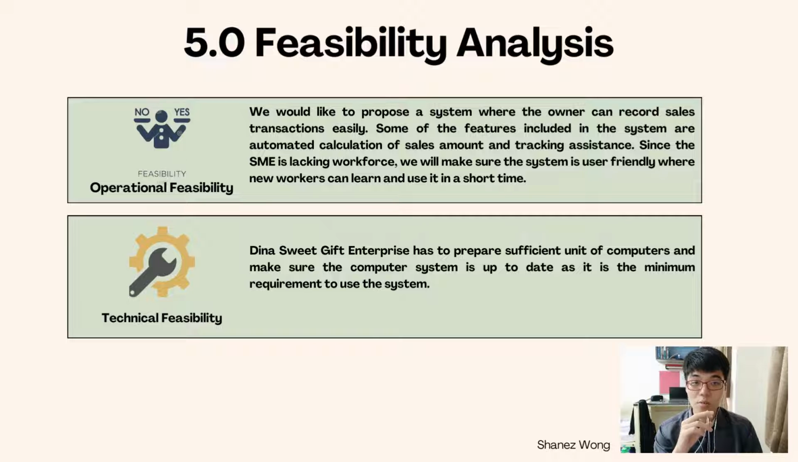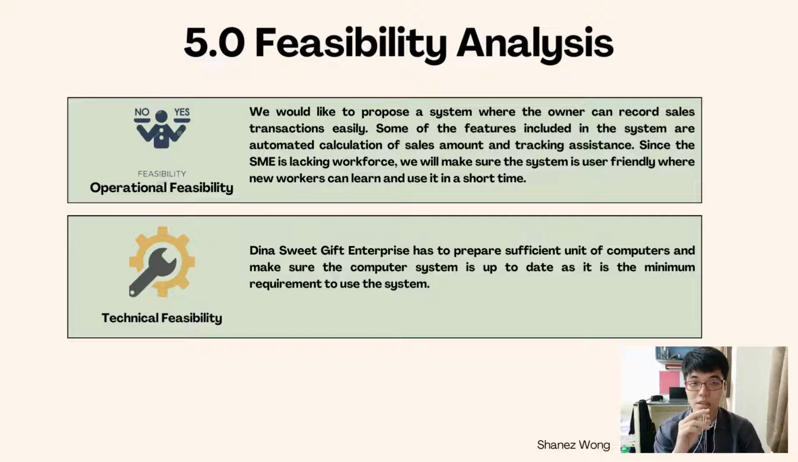So what we want to do in this project is very simple. We want to create a system where the owner can record all the transactions digitally, with no hard copy, and at the same time our system can also provide the owner a tracking assistant. The second one is technical feasibility. Technical feasibility means whether our system can technically run in the business. Usually it is related to technical resources or technical skill.